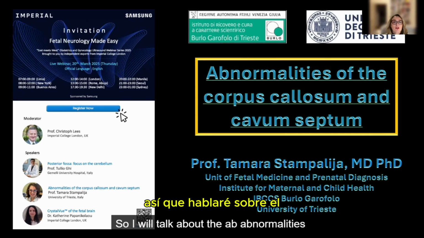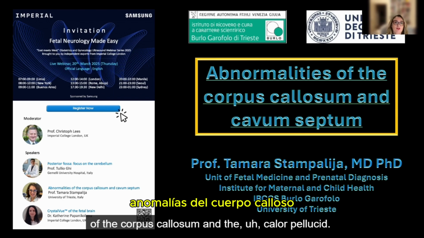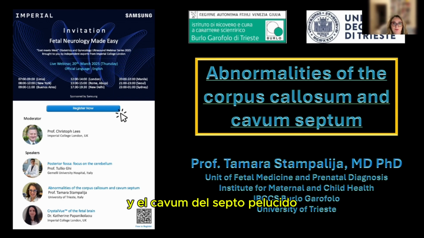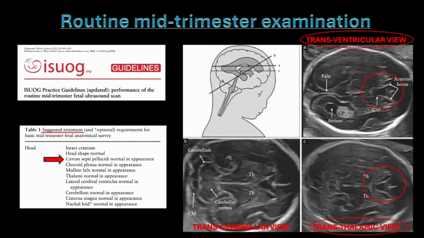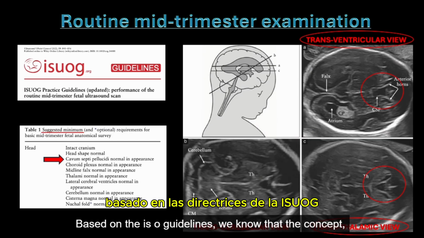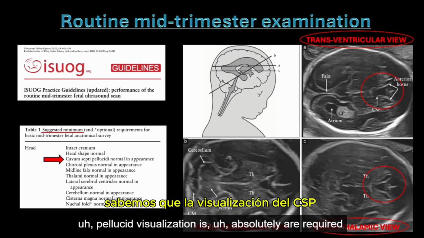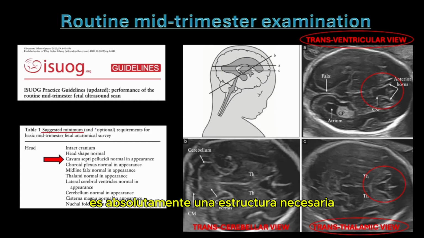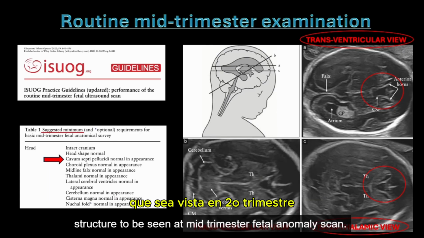So I will talk about the abnormalities of the corpus callosum and the cavum septum pellucidi. Based on the ISUOG guidelines, we know that the cavum septum pellucidi visualization is absolutely a required structure to be seen at the mid-trimester fetal anomaly scan.